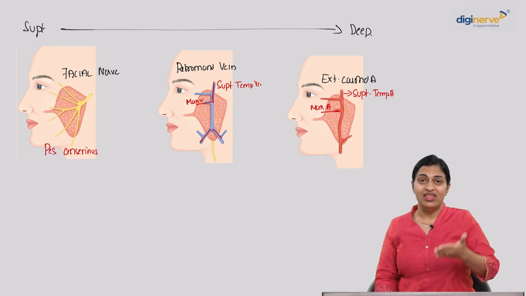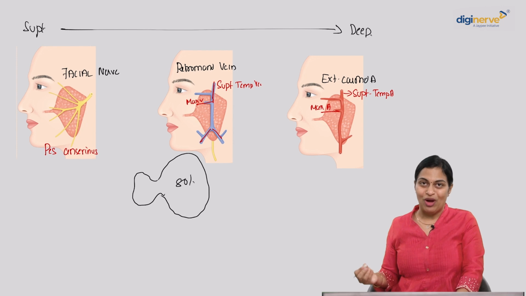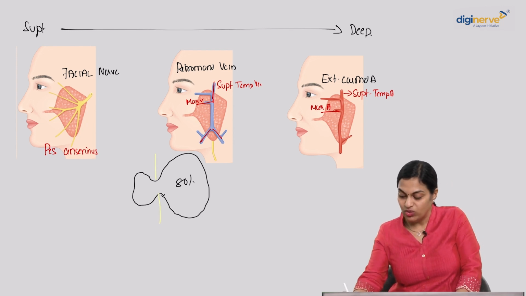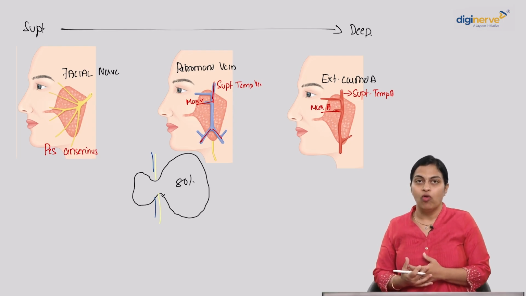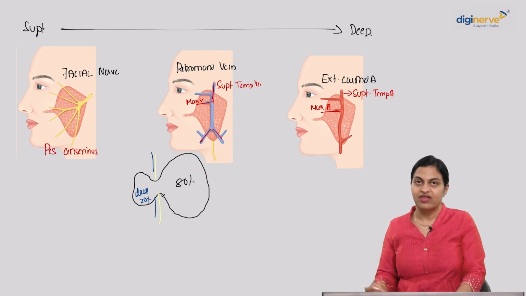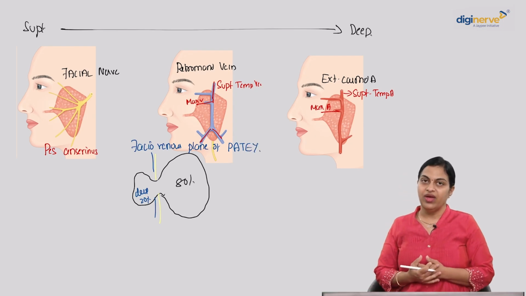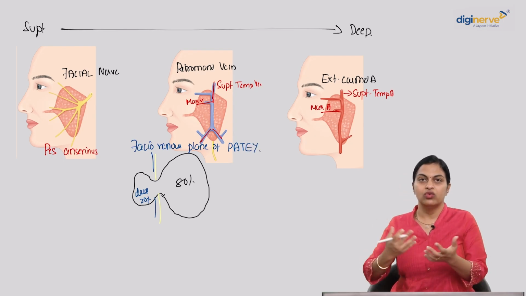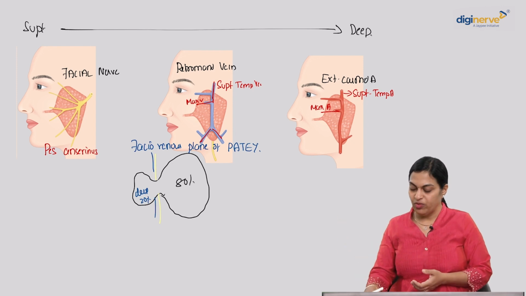Now, the nerve and the vein lie a bit closer together, okay? And 80% of the parotid gland will lie superficial to the facial nerve. And the most common tumor of the parotid gland, pleomorphic adenoma, involves the superficial lobe. So this is the deep lobe, 20% that lies beneath this facio-venous plane of Patey. Okay, so when you resect a tumor, make sure you're above the facial nerve and its branches to prevent its injury.